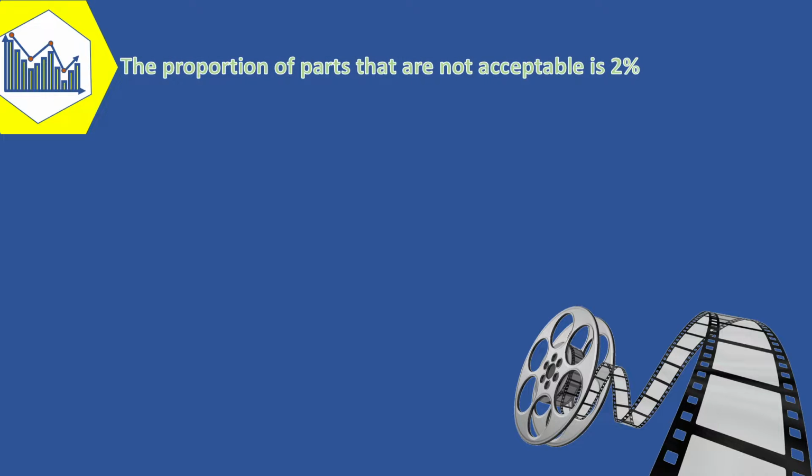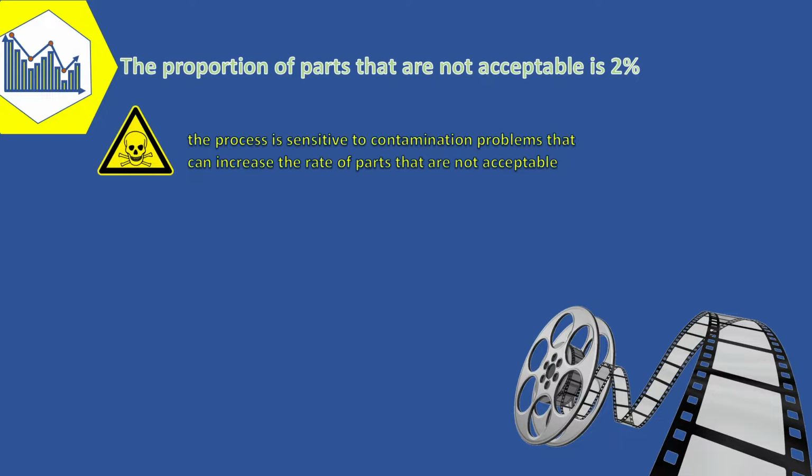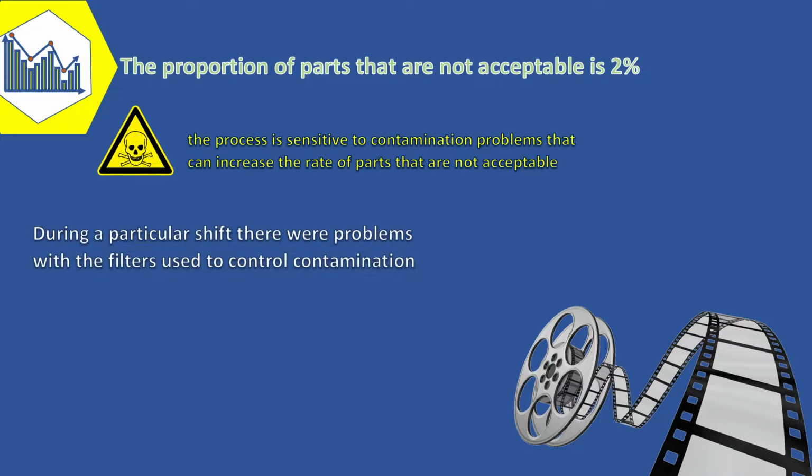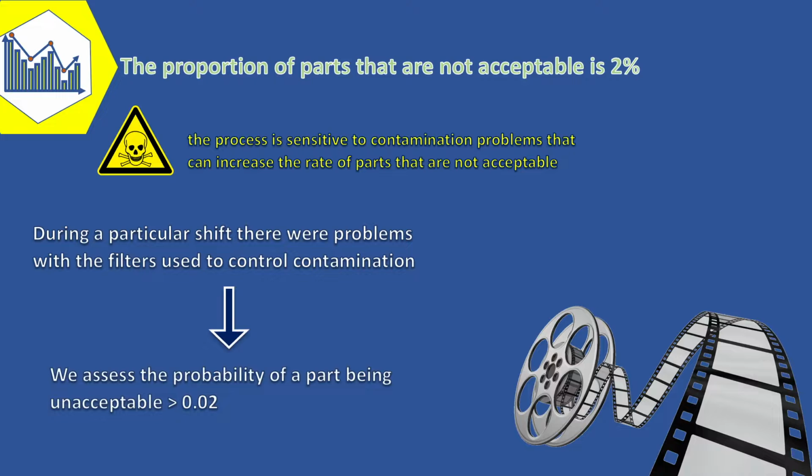In a thin film manufacturing process, the proportion of parts that are not acceptable is 2%. However, the process is sensitive to contamination problems that can increase the rate of parts that are not acceptable. If we knew that during a particular shift there were problems with the filters used to control contamination, we would assess the probability of a part being unacceptable as higher than 2%. After seeing the circumstances in which conditional probability can be applied to solve a problem, it's time to see an example.